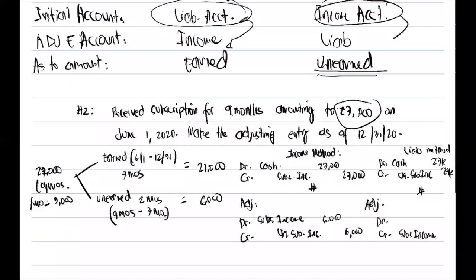And then you need to debit the liability initially recognized. That is your unearned subscription income. At what amount? The amount earned. So what is the amount earned? 21,000. So this is 21 and this is 21.